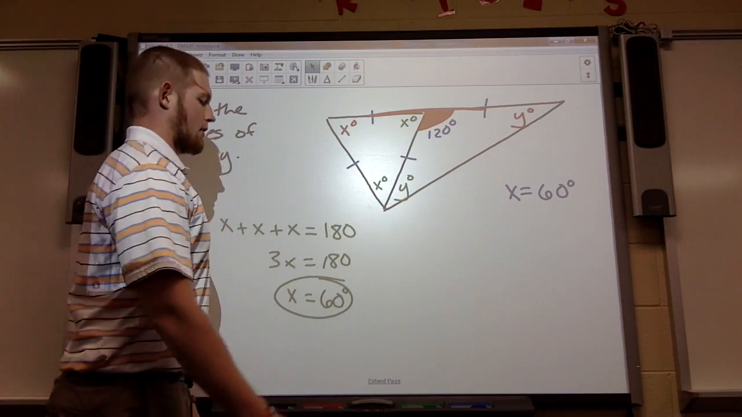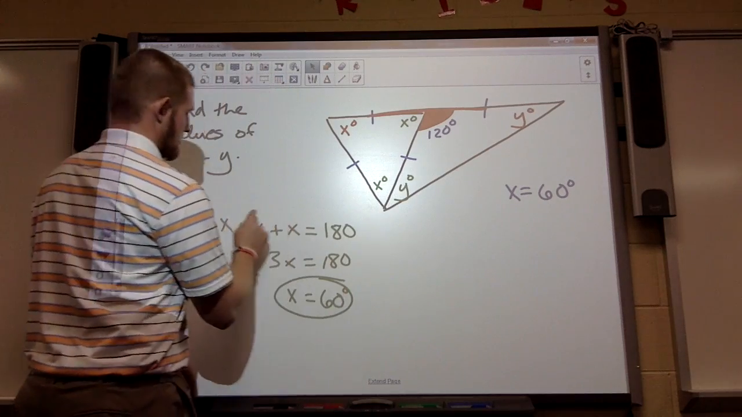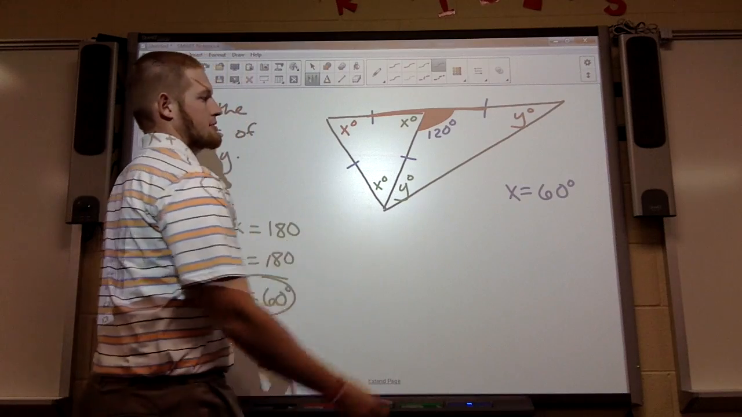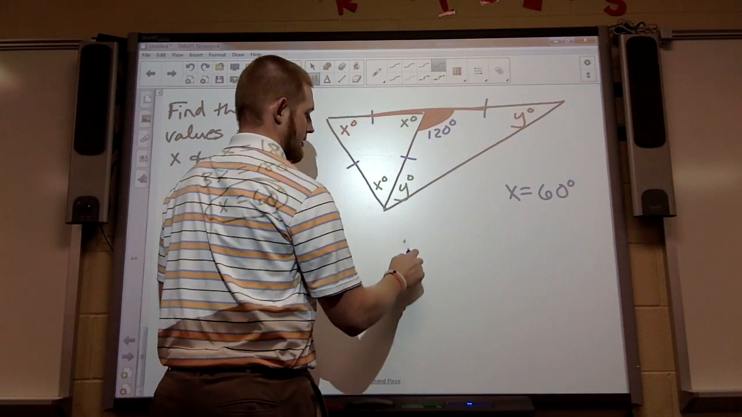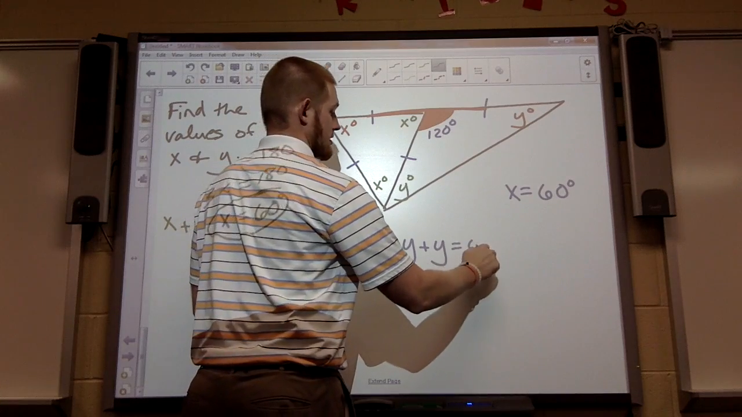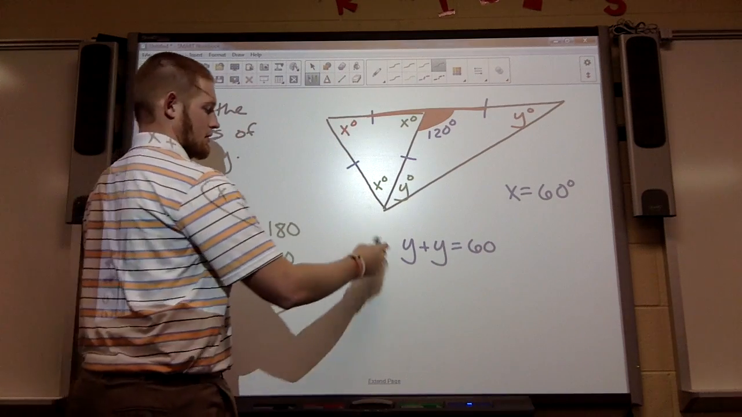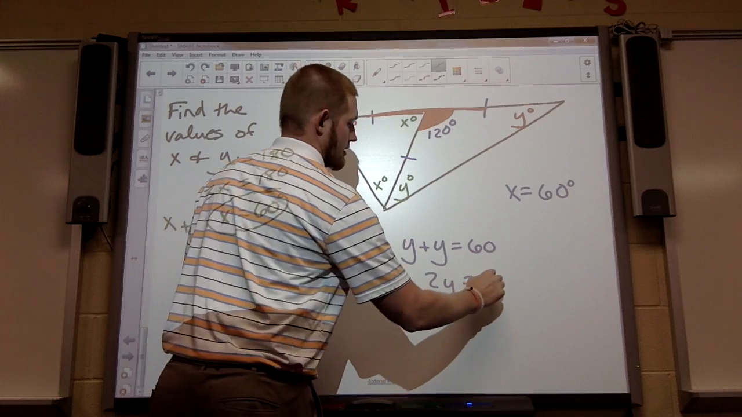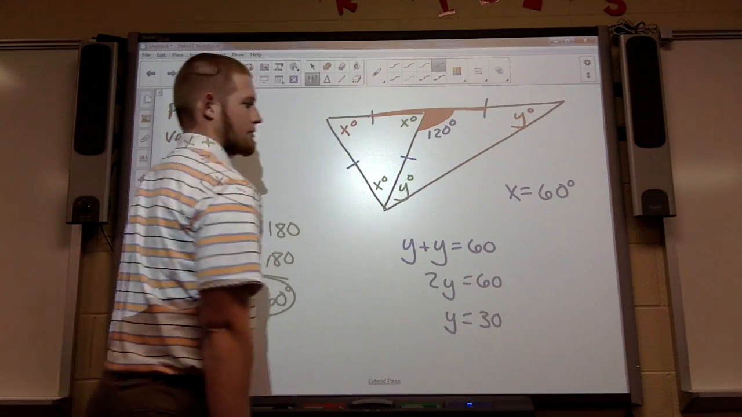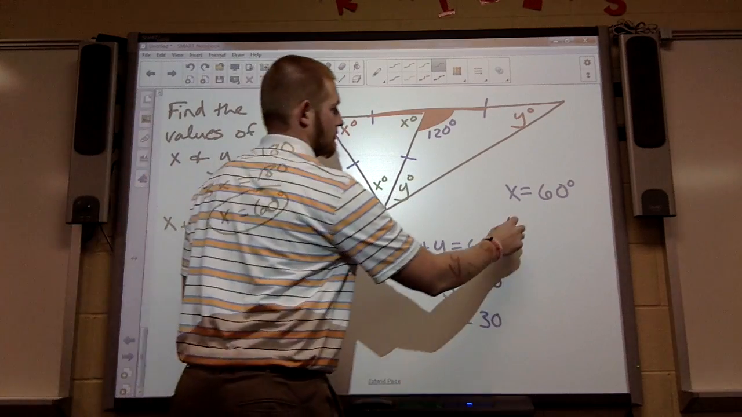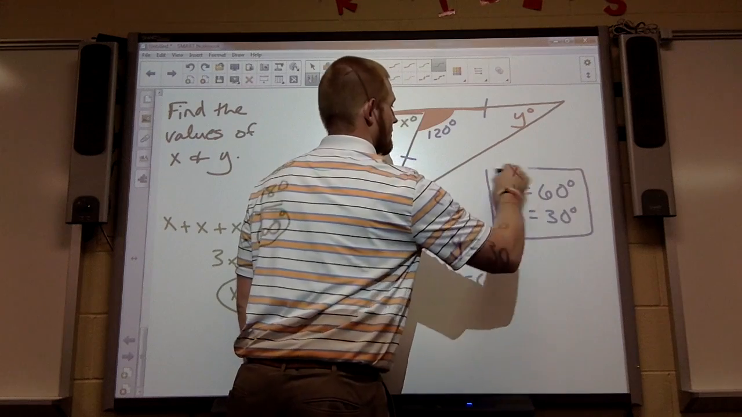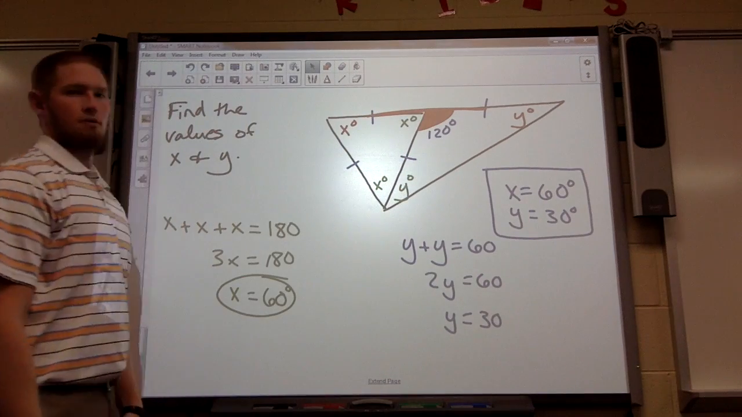All right, now that means, let's get this out of our way a little bit. That means that y plus y should be equal to 60 degrees. Okay, which also means that 2y equals 60 and that y equals 30. Okay, so now you have solved for x and y. Y equals 30 degrees. And there we have our answer.